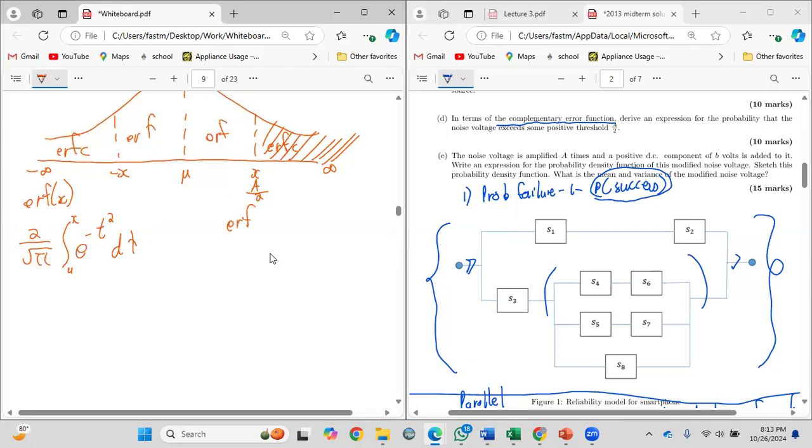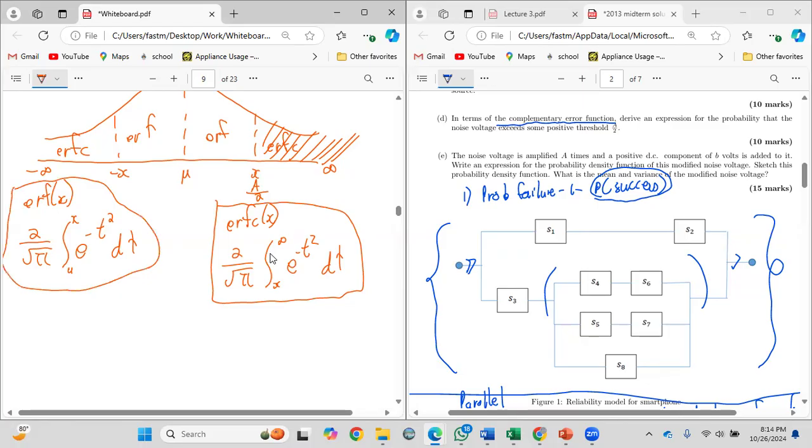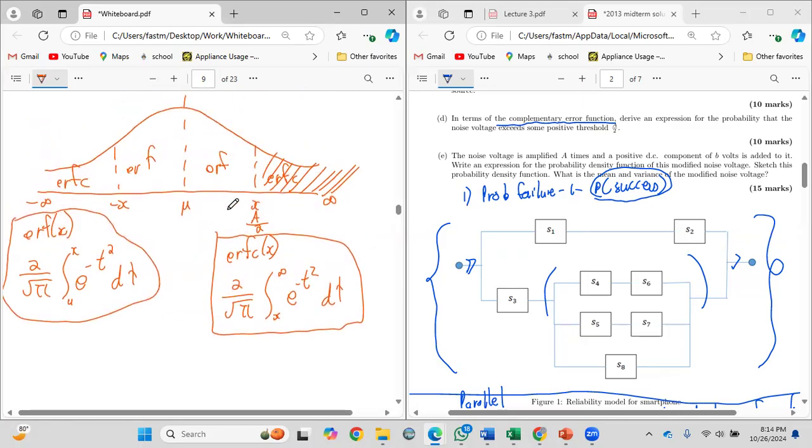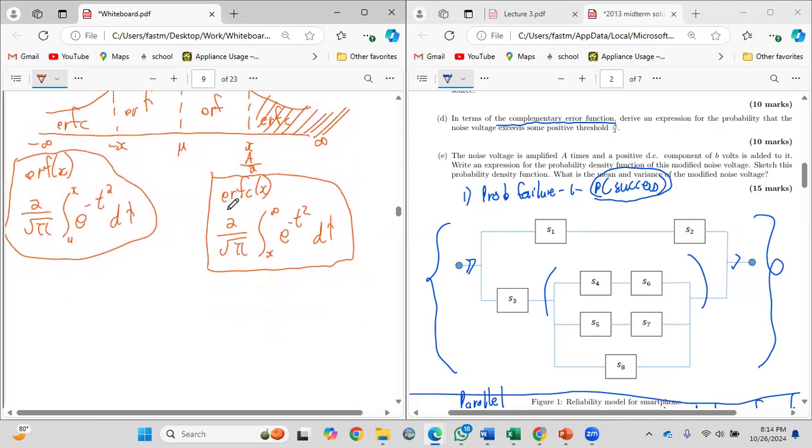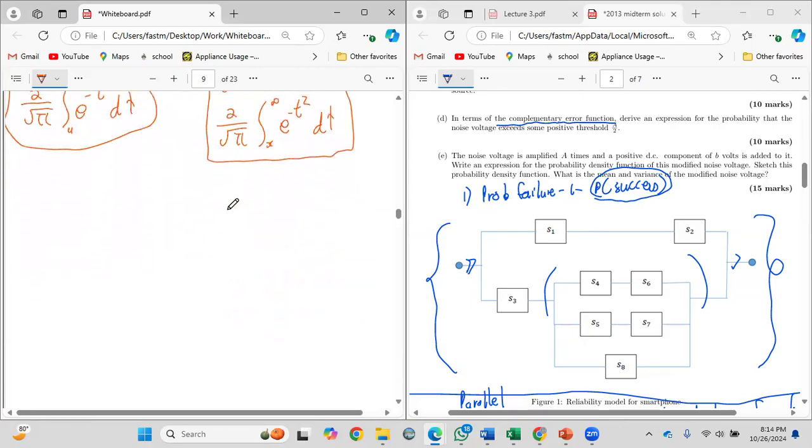And then you have erfc of x, which is 2 on root pi times the integral going from x to positive infinity, right? And then that will be e to the minus t squared dt. So these are the two types of error functions there are. So let's go through. It's the same proof I went through last week. So you can just memorize these steps for it.